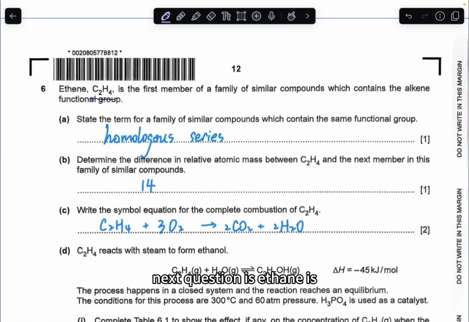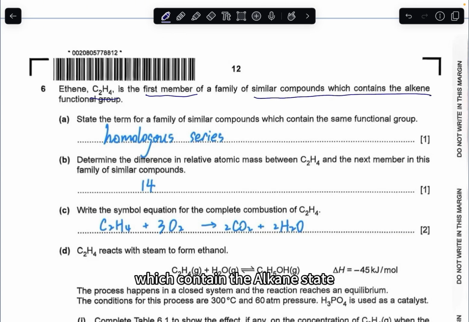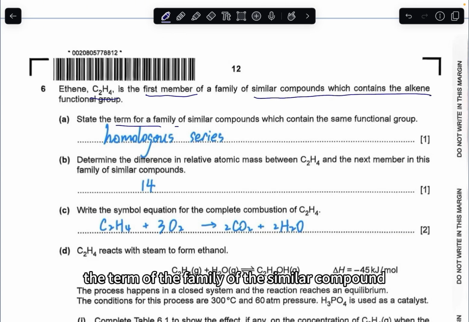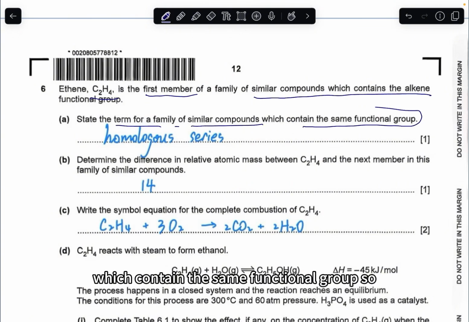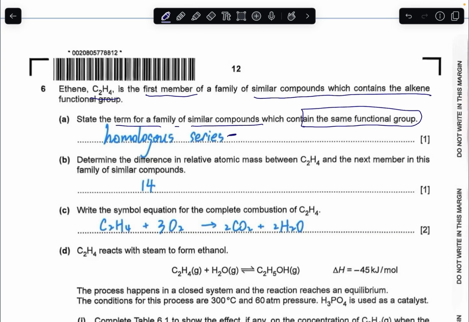The next question is, ethene is the first member of the family of similar compounds which contain the alkene group. State the term for the family of similar compounds which contain the same functional group. If they have the same functional group, we call them a homologous series, like alcohols or alkenes.